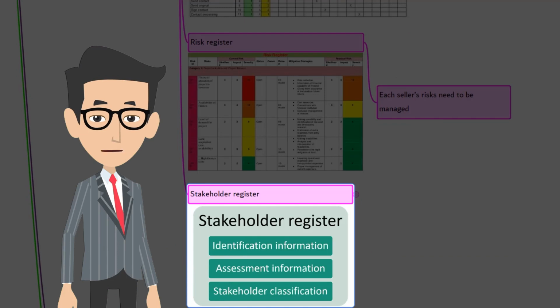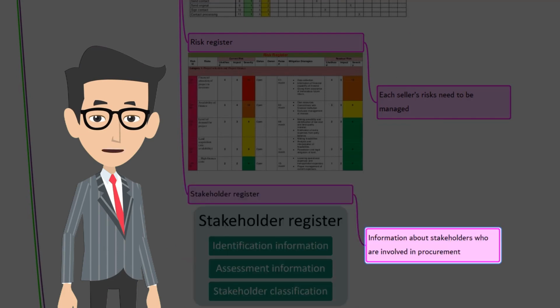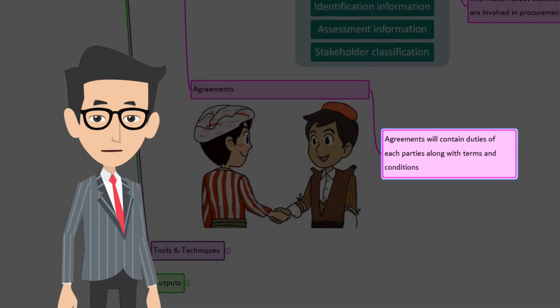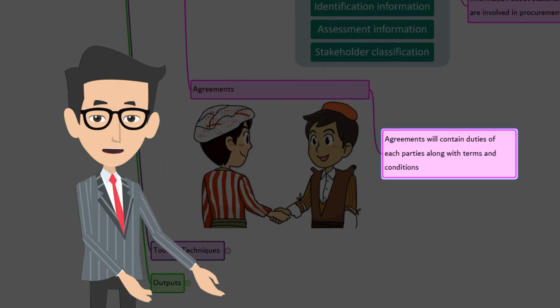Lastly, stakeholder register. The stakeholder register contains information about the stakeholders who are involved in the procurement, such as identified stakeholders, including contracted team members, selected sellers, contracting officers, and other stakeholders. The third input is agreement. Agreements will have the understanding and duties of each party. The relevant agreement is reviewed to verify the terms and conditions are met.